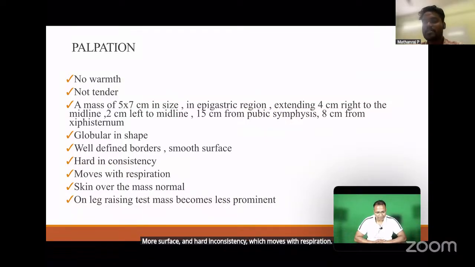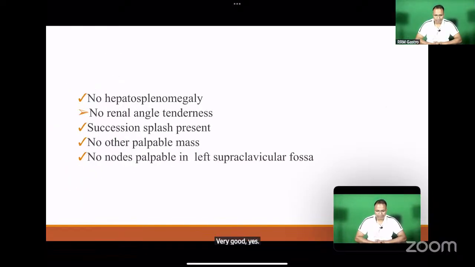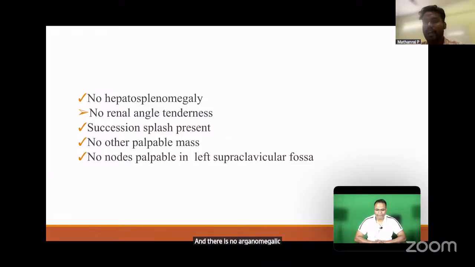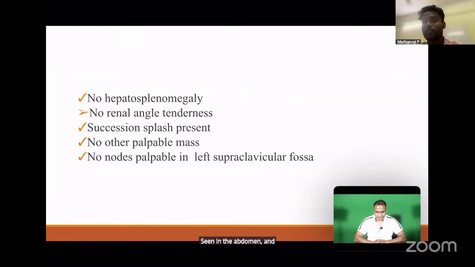And skin over the mass is normal. On leg raising test, the mass becomes less prominent. Very good. And there is no organomegaly seen, no renal angle tenderness, no succussion splash, no other palpable mass seen in the abdomen, and no nodes palpable in the left supraclavicular fossa.